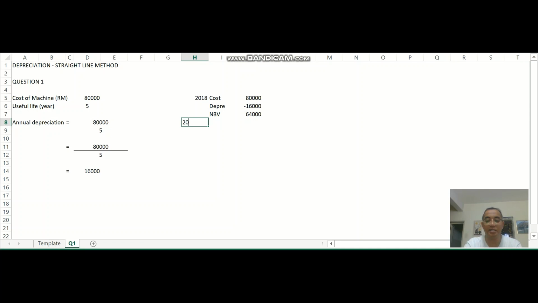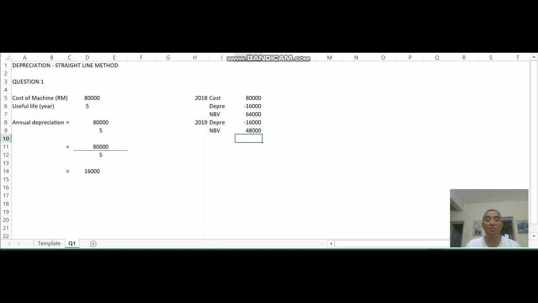In 2019, there is another depreciation. The depreciation is still the same because the method is the straight line method. We have already calculated just now, 80 divided by 5, every year the depreciation will be 16,000. So I put 16,000 again because we need to minus it, and I get another net book value for 2019. I take the net book value from last year minus the depreciation this year, so the net book value for 2019 is 48,000.